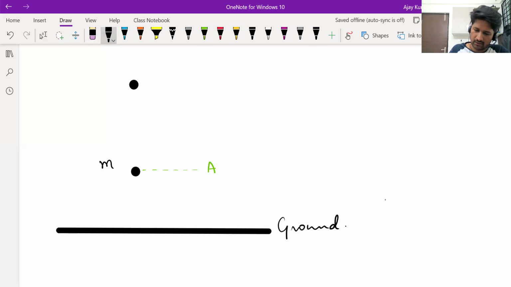The initial height of the object from the Earth's surface, like from the ground, is h1. And from that height, let's say it is taken to a new level, new position B, where its height above the ground is h2.